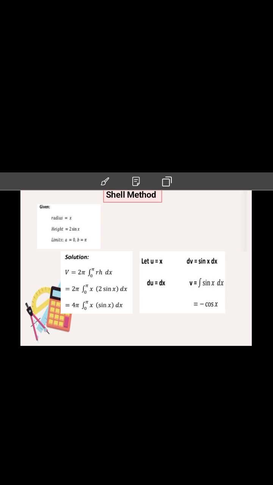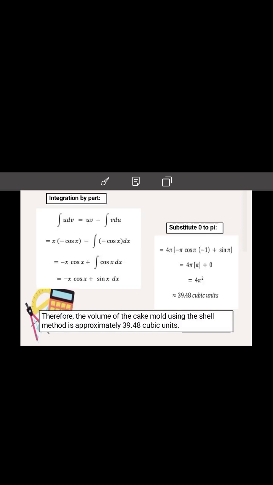So let u equal x. The derivative of x is 1, so du equals dx. Then dv equals sine x dx, and the integral of sine is negative cosine x. So we got v equals negative cosine x. Now, let's apply the integration by parts formula.